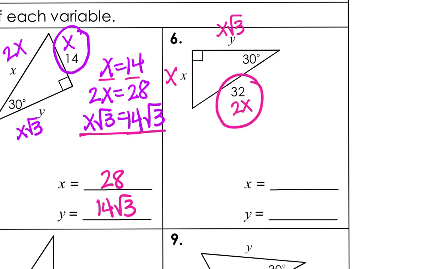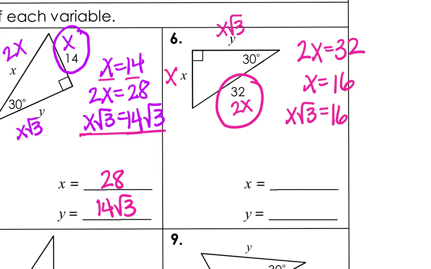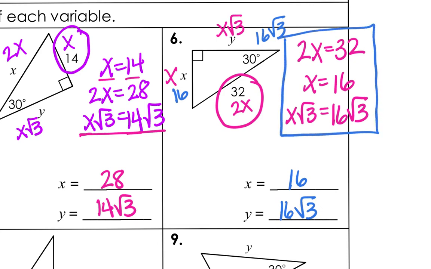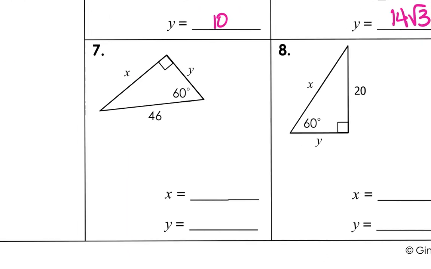Circle what you know. Well, now I know that 2x is 32. So if 2x is 32, then what is 1x? 16. So what is x square root of 3? 16 square root of 3. So now I know that this side is 16 square root of 3, and this side is 16. And that is pretty much the pattern, okay? So let's look at number 7.